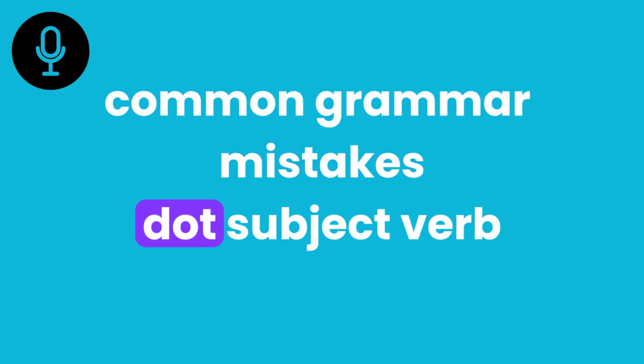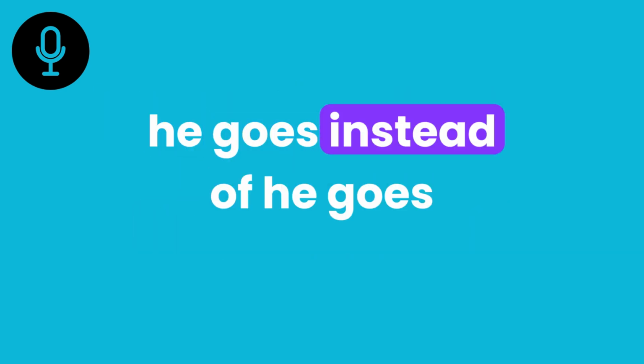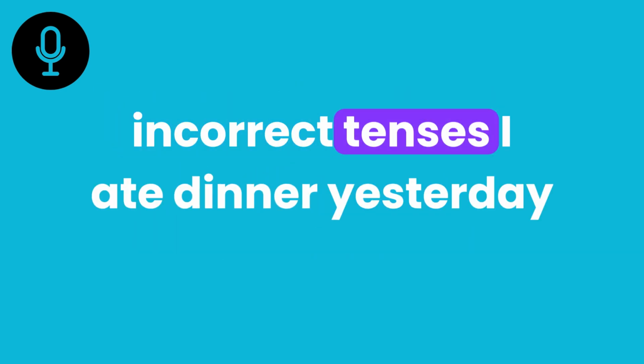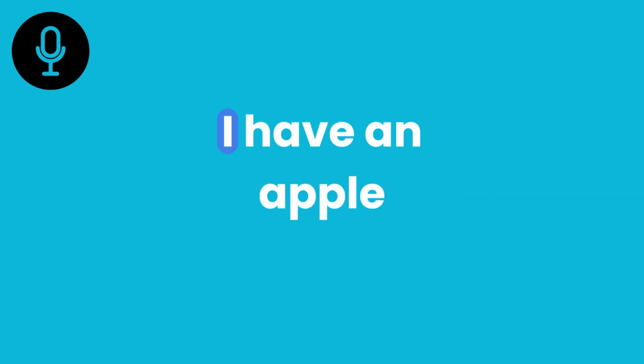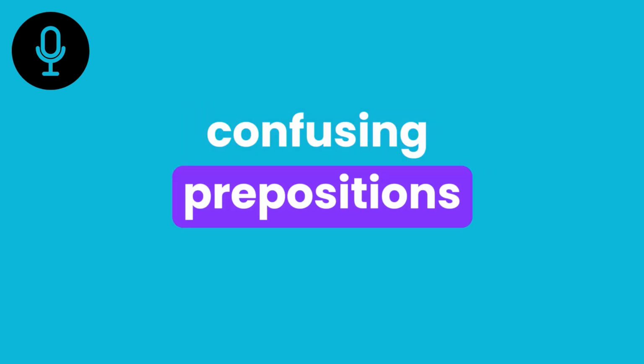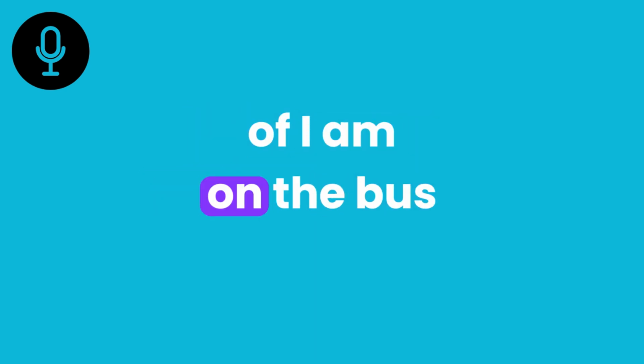Common grammar mistakes. Subject-verb agreement: he go instead of he goes. Incorrect tenses: I eat dinner yesterday instead of I ate dinner yesterday. Misusing articles: I have a apple instead of I have an apple. Confusing prepositions: I am in the bus instead of I am on the bus.